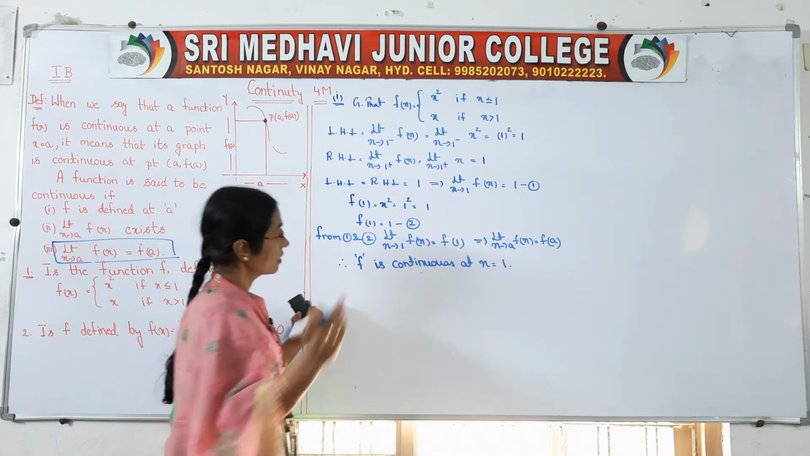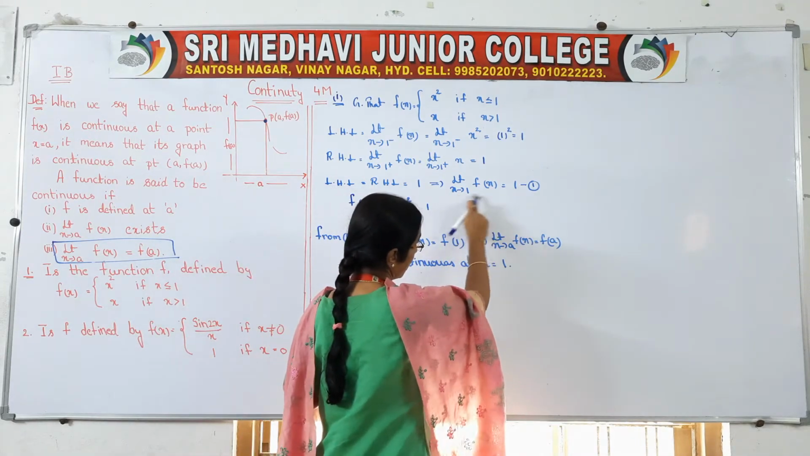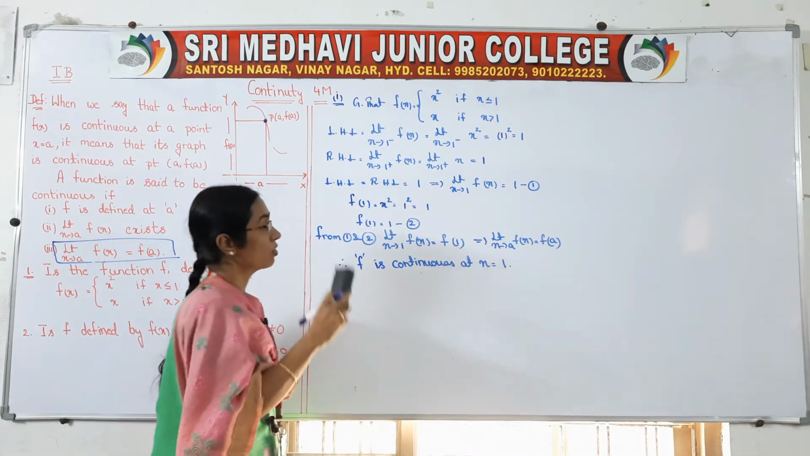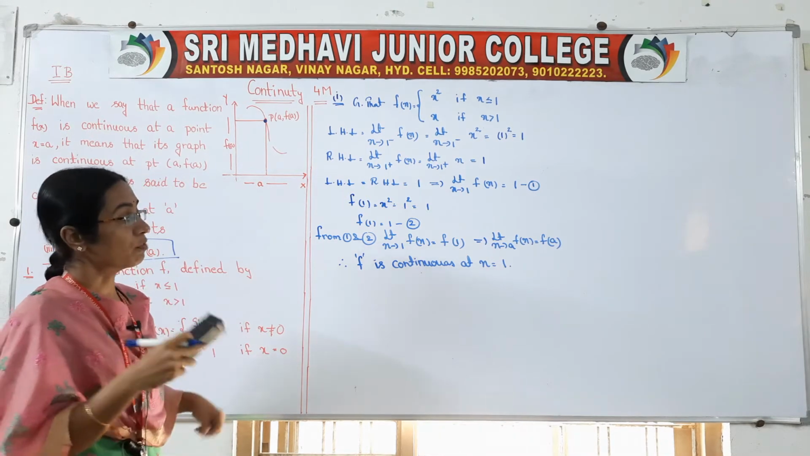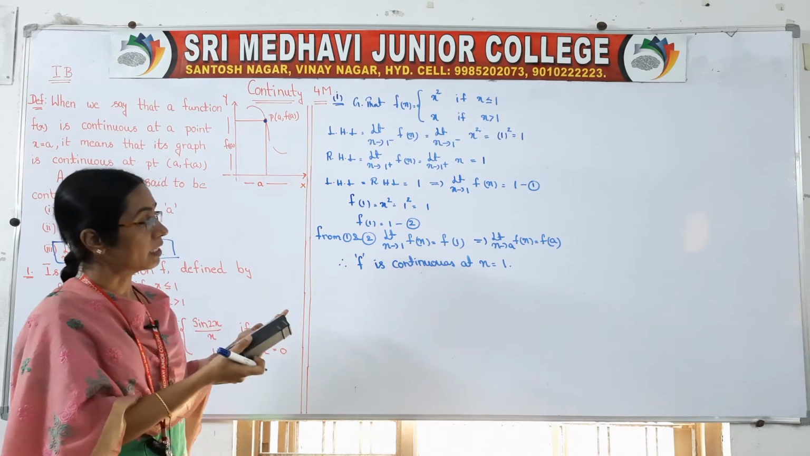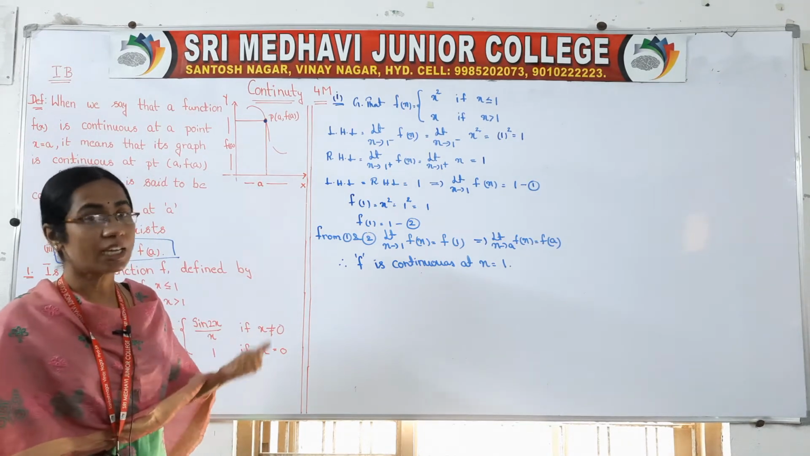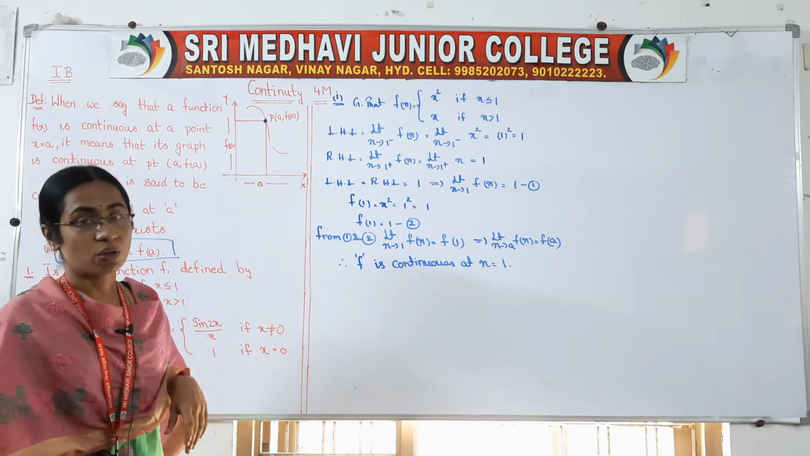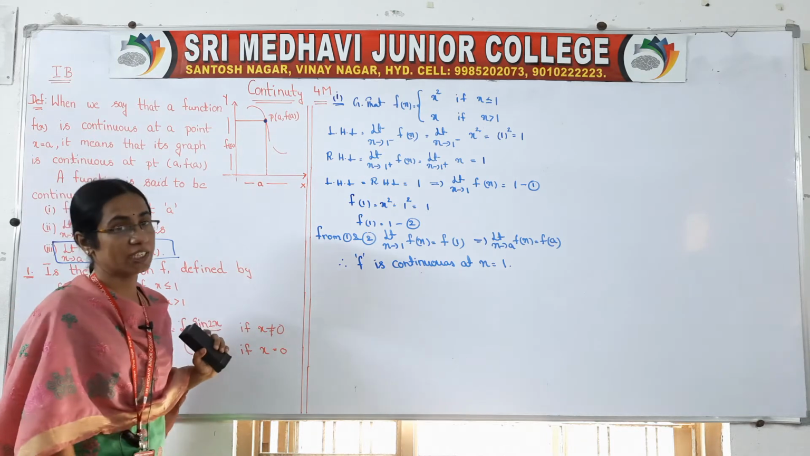Right? So we will consider that as the first equation. After that you find f of that value. If the limit as x tends to a of f of x is equal to f of a, then the function is continuous at x is equal to 1. Okay, so that is the procedure.